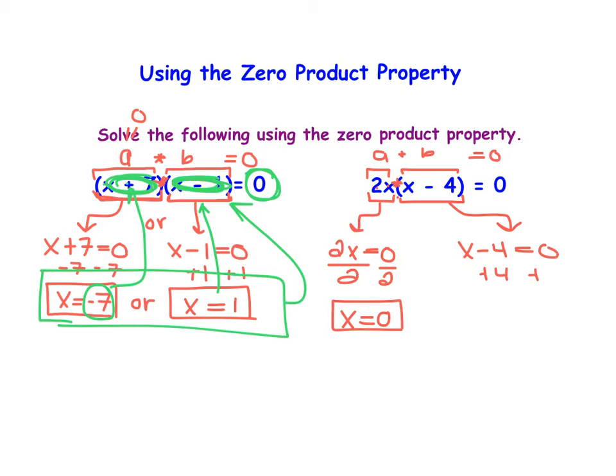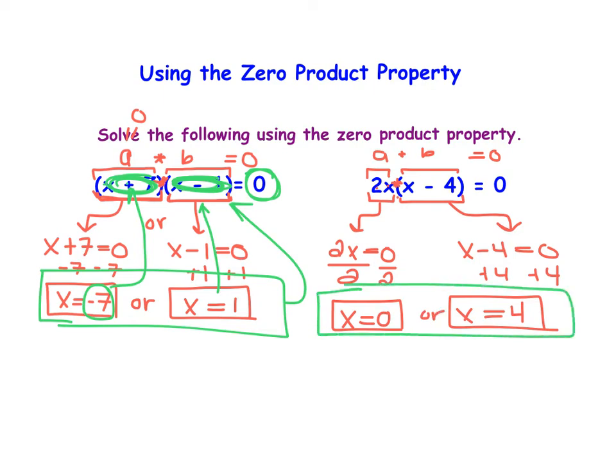So we add 4 to each side. We find x is equal to 4. So here we have two options. If x equals 0, it will make this portion equal 0, and it will be 0 times something. Or if x equals 4, this will be 4 minus 4, which would also make this equal 0, and would ultimately result in a product equaling 0.